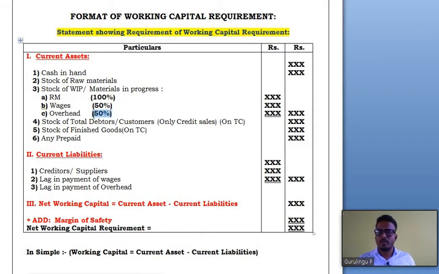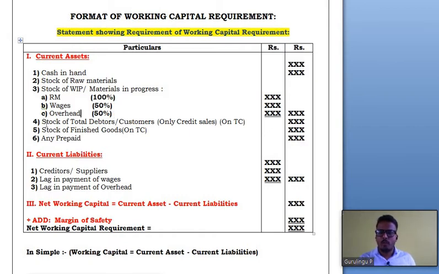Even with 50% overhead items you can continue the production process. But without raw materials you cannot complete the particular production. Therefore, to complete the production effectively, 100% raw material should be there, and if wages and overhead are at 50%, you can continue with the production.